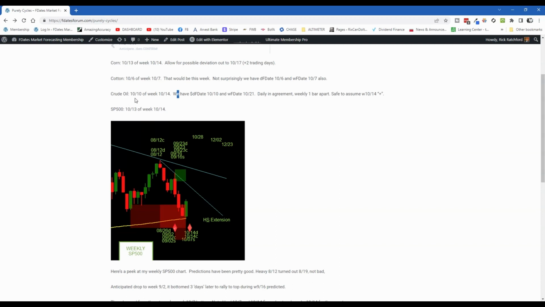Crude oil. All right, I have daily here of 10/10, which falls in week 10/14. It so happens we have a $ F date for the daily there. You can see the D there. We have $ F date 10/10. If you don't know what the $ means, you may want to watch my other videos. Very important, because in some of them I actually explain what that $ is. And weekly I have 10/21, which is interesting. So the daily matches pretty good. They're in agreement. The F dates is 1 bar different from the cycle analysis that I did.